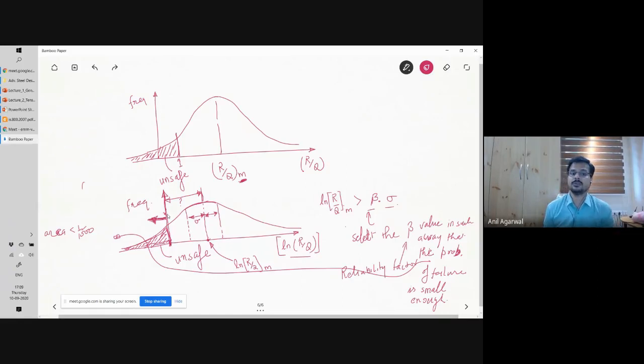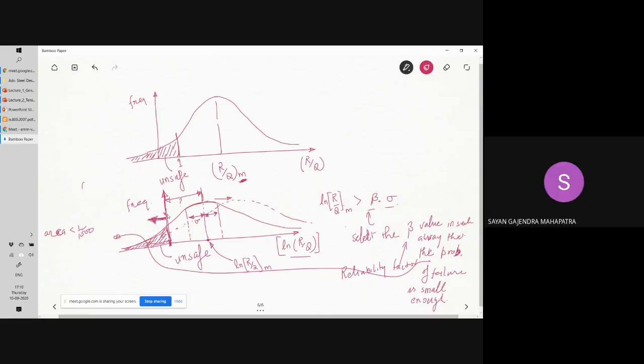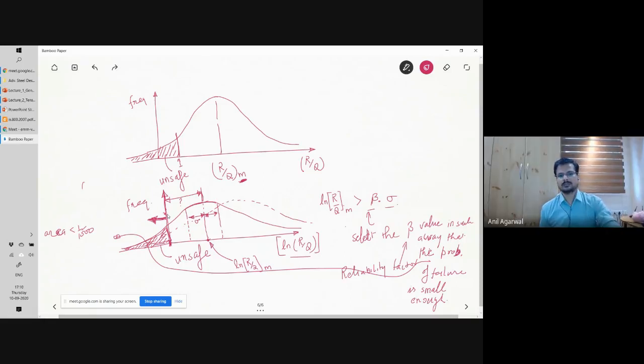But still, there is something I can do to reduce this area. What can I do? I can shift the entire curve this way. The slide is becoming very cluttered now with so much doodling by me. I hope you are still able to follow. So if I can somehow shift this curve this way, then the area under the curve on the left hand side of this axis will reduce. Yes. Okay.